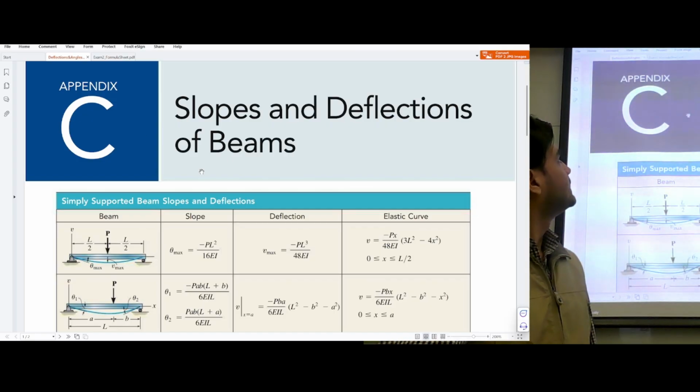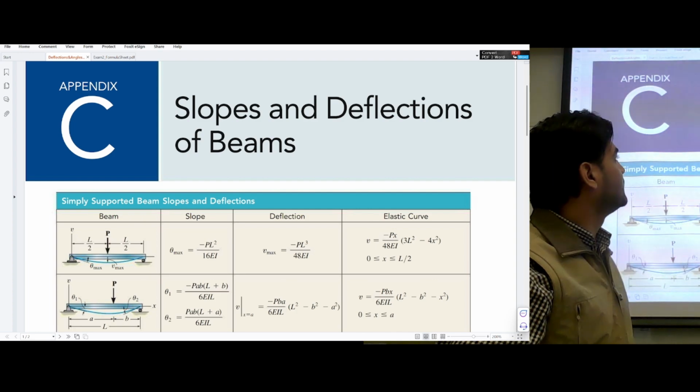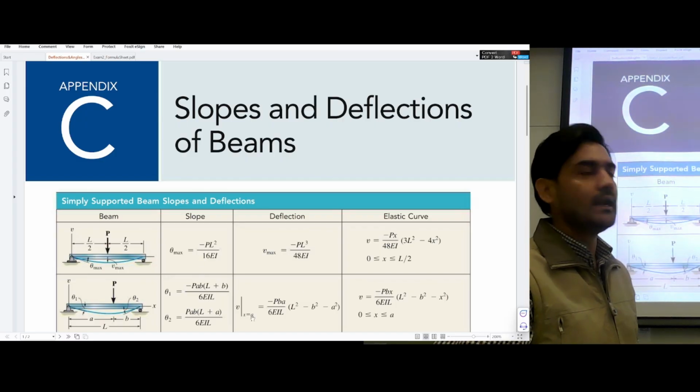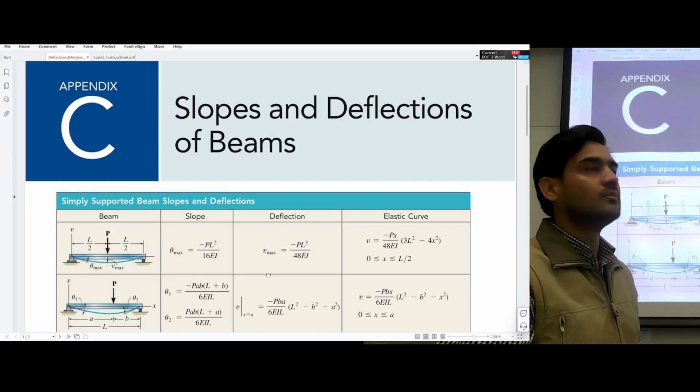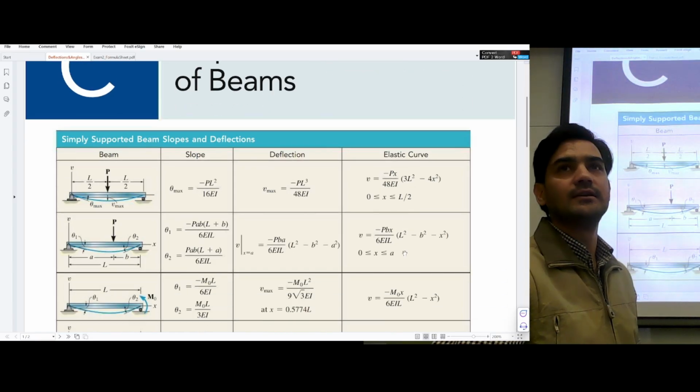This table gives you the equations for known loading conditions and known beam types, and it gives you the maximum slope values, the maximum deflections, and an equation for the elastic curve as well.